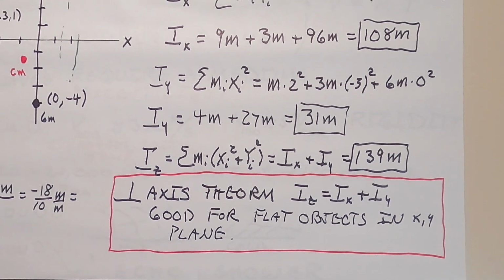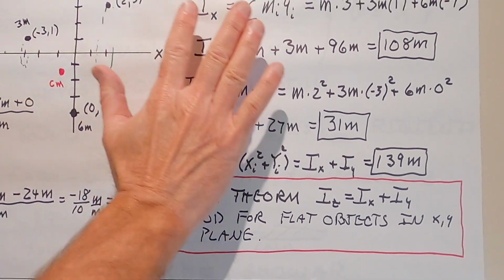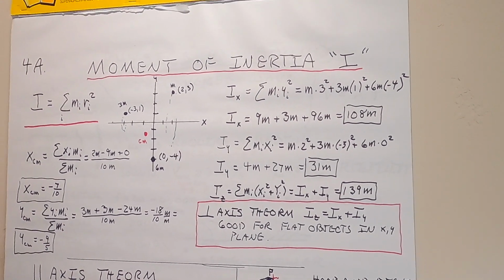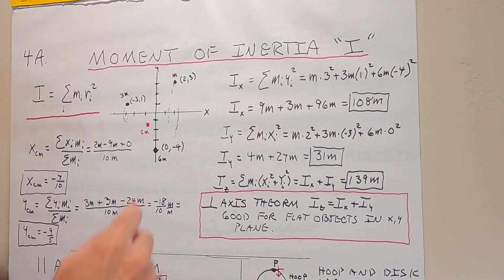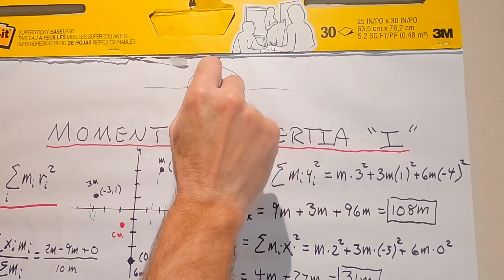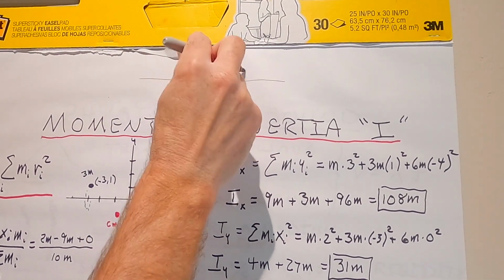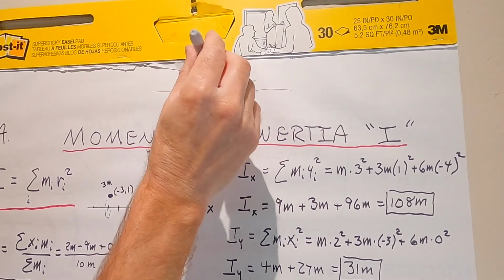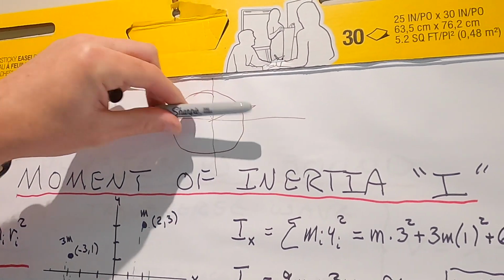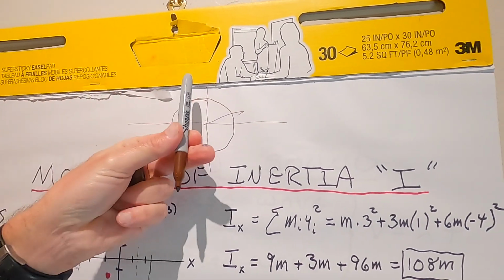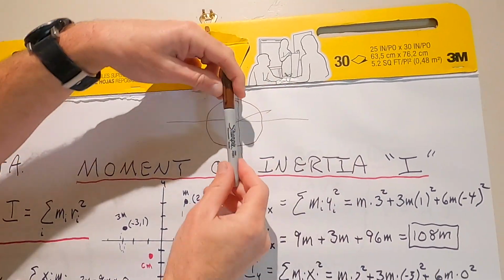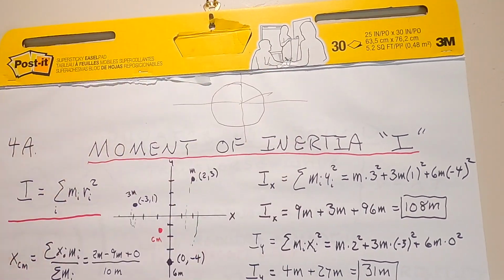Now this isn't always true. This is only good for flat objects in the xy plane. So anytime you have an xy plane, so if we have something like a disk, I about this axis plus I about that axis should be I about this axis. Well, we know what I is for a disk. It's 1/2 mr squared. And if these are both the same, then each one of these must be 1/4 of an mr squared. This is 1/4 of an mr squared. This is 1/4 of an mr squared. And that's 1/2 right there.